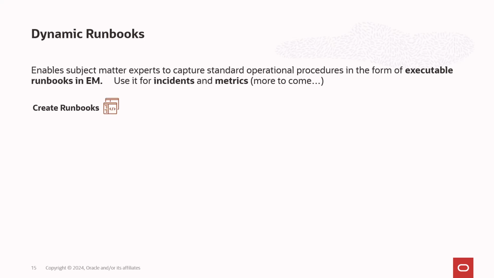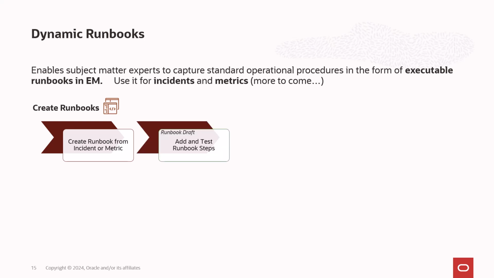To create a runbook, start from the incident or metric on which you want to build the runbook. This carries over the details or context of the incident into the runbook and can be used to build and test the runbook steps. Next, add the runbook steps, which we'll discuss in a minute, and then test your steps against the incident context. Finally, when the runbook is ready, publish it for general use.